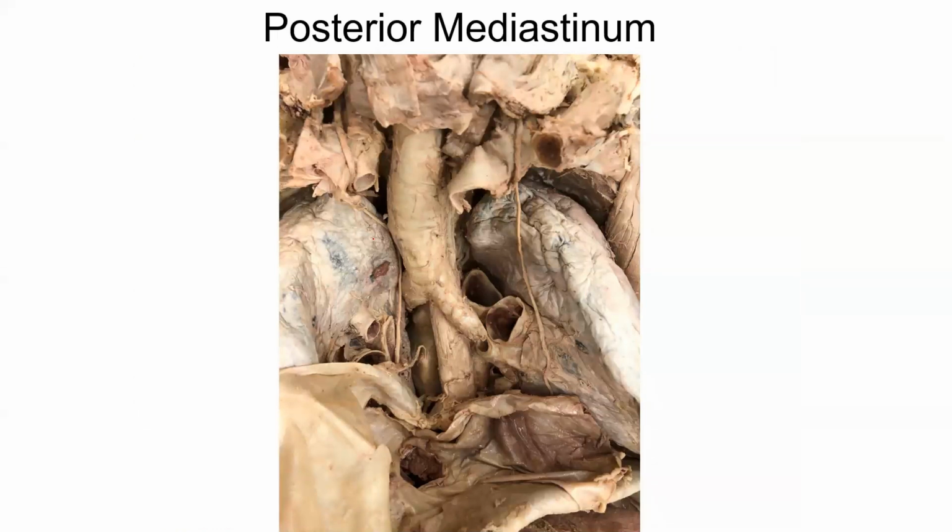So another view of the posterior mediastinum, so the phrenic running laterally here. And then here's the vagus. Now on the right side, because there is no arch of aorta on the right, the recurrent laryngeal actually wraps around the right subclavian artery. Okay, whereas on the left side, the recurrent laryngeal is wrapping around the arch of aorta.